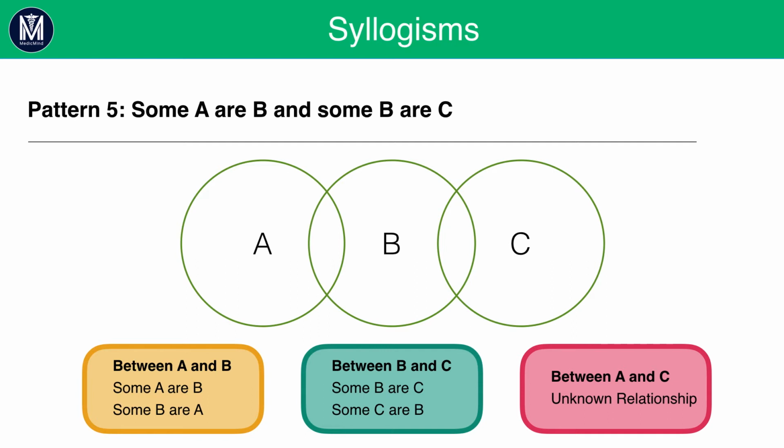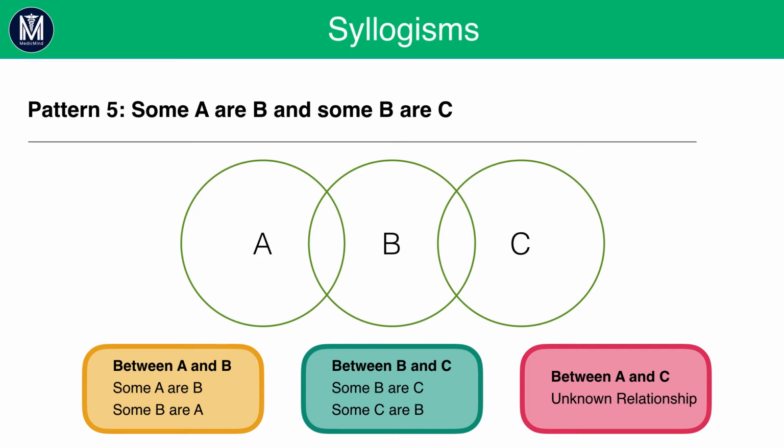So what can be deduced for sure? We know that some A are B, and because some A are B, some B are also A. The same thing applies for B and C. We know that some B are C, that must mean that some C are also B. But between A and C, again, there could be a relationship. It could be that of those that are B, some are A. And as we know that some B are C, some of those B's that are A's could also be C's.